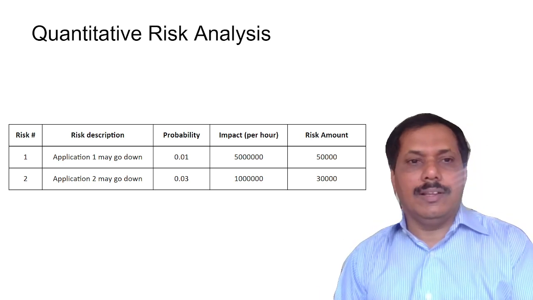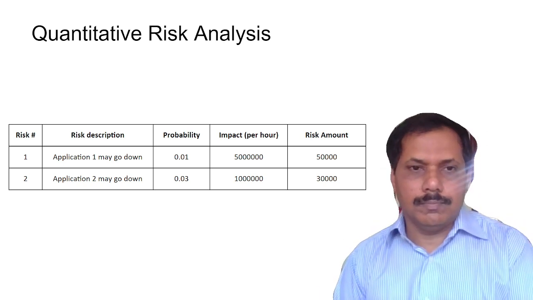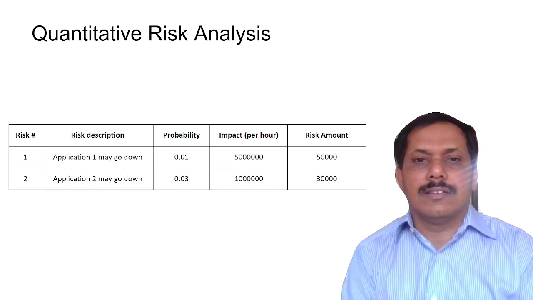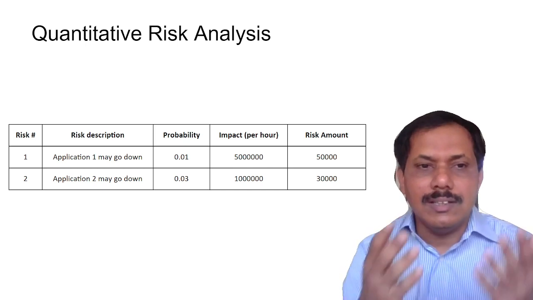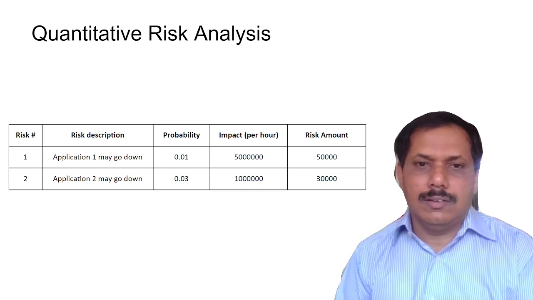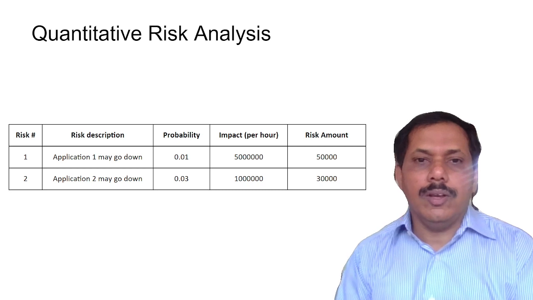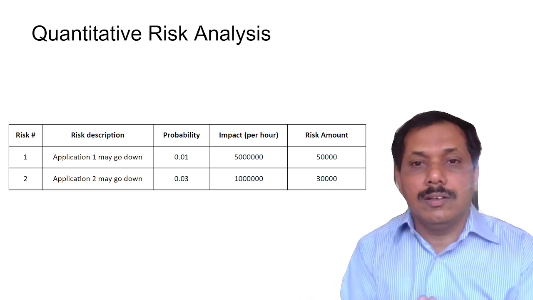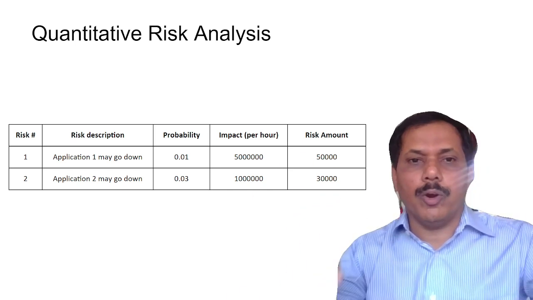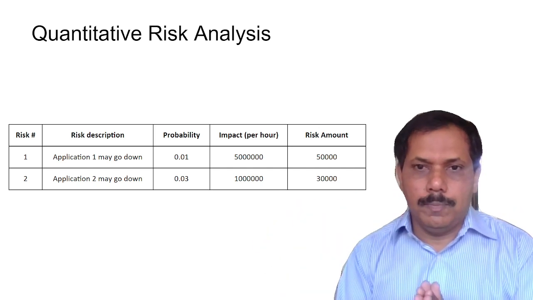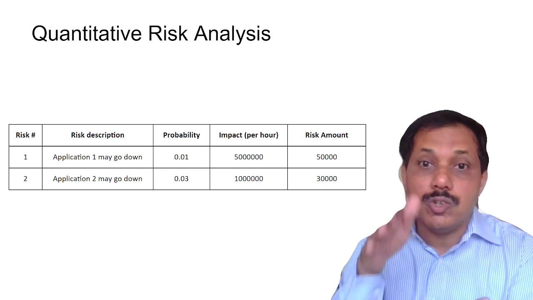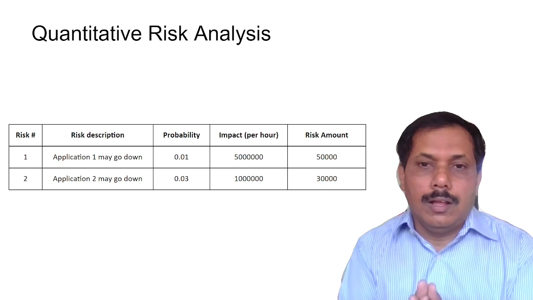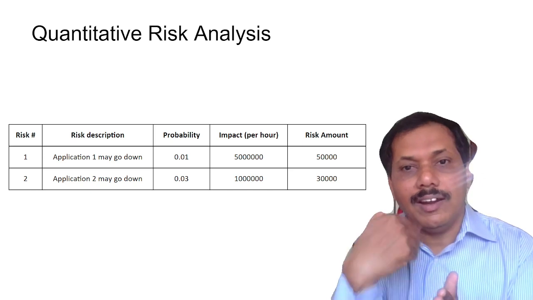Let's take another example. There is application 2 that may also go down. Probability is 0.03 and impact means the business which your bank is making using this application is 1 million per hour. 1 million euros per hour. So if this application goes down at any point of time and if it remains down for 1 hour, then probability into impact, 0.03 into 1 million. So 30,000 euros is the risk amount which you are carrying at any point of time per hour. So this is how you do the quantitative risk analysis.